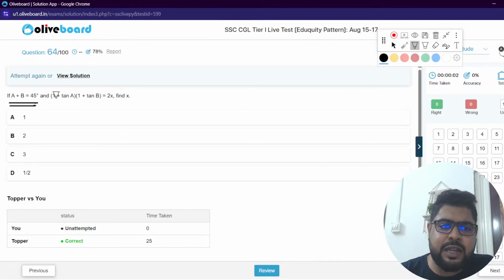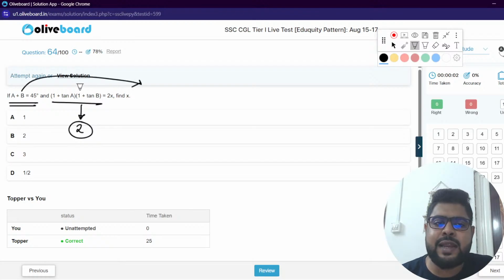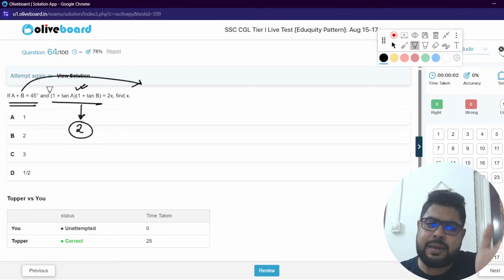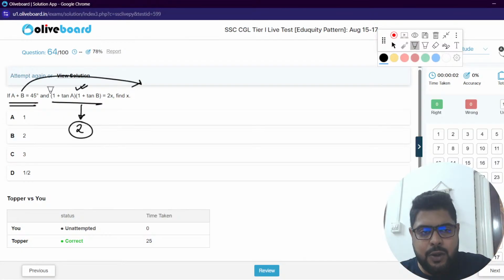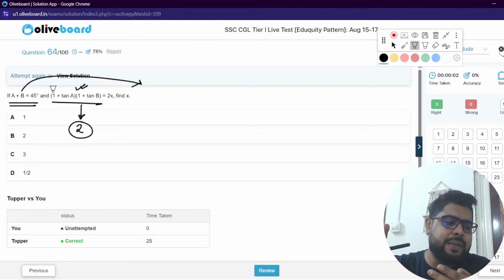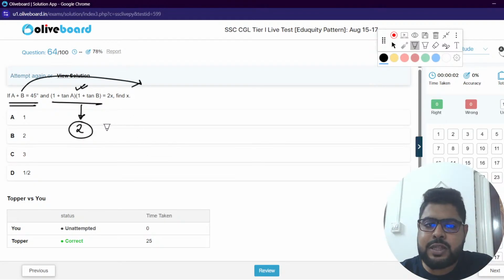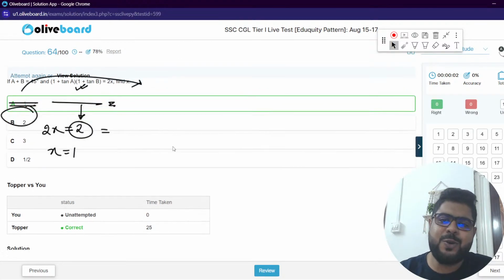A plus B is 45 degrees. This is again a multiple-times question. I've shown you the proof as well. Take tan on both sides and you will end up with this. Tan A plus tan B over 1 minus tan A tan B, and the right-hand side will be 1. Take the denominator to the right-hand side and you will end up getting this. So 2x equals 2, because the right-hand side is this. So x is 1. That is option A. Again, no need to solve this.